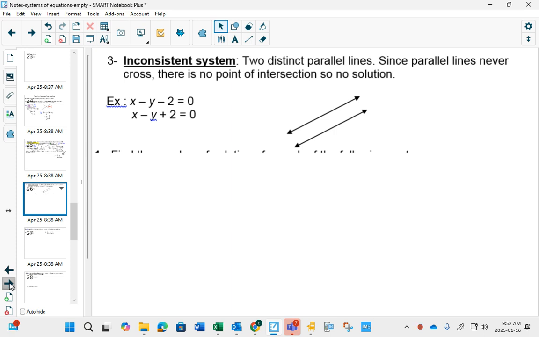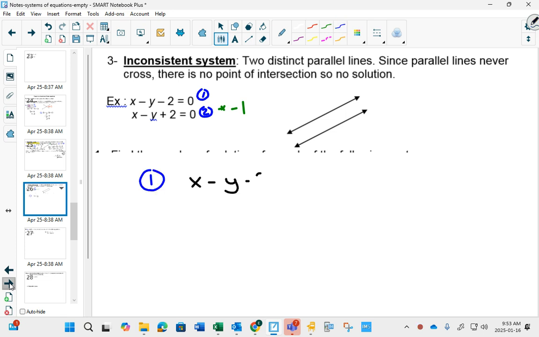But you can also see there's no solution if you use substitution or elimination. And the way that it works, and this one looks like, oh, it's so close to being set up to use elimination. You see, you could subtract. I personally, I'm going to call this equation 1 and equation 2. I'm going to take equation 2 and multiply it by negative 1. Then my equation 1 is still x minus y minus 2 equals 0. And equation 2, if I multiply by negative 1, is now negative x plus y minus 2 equals 0.